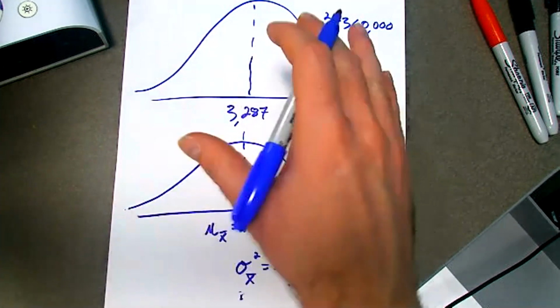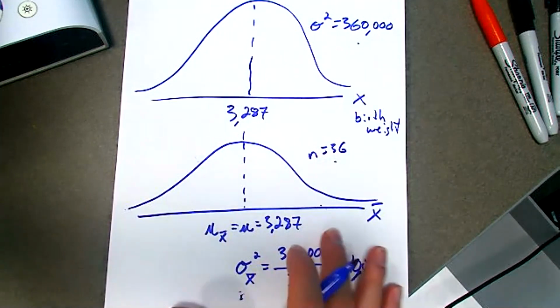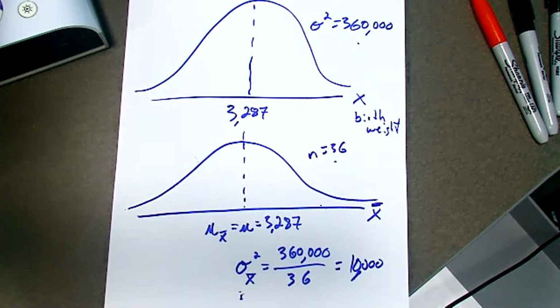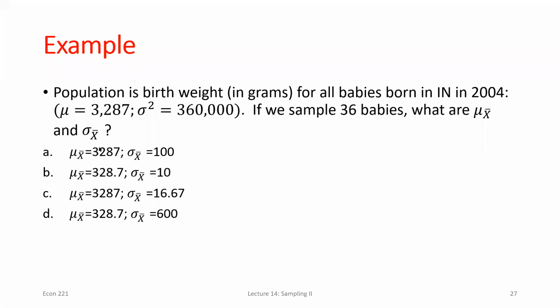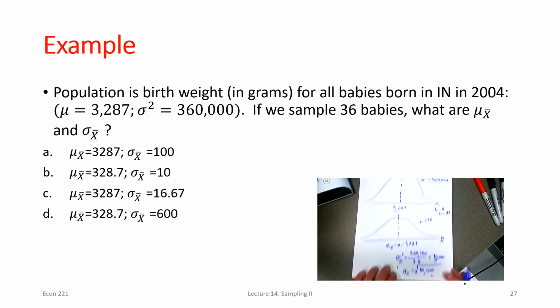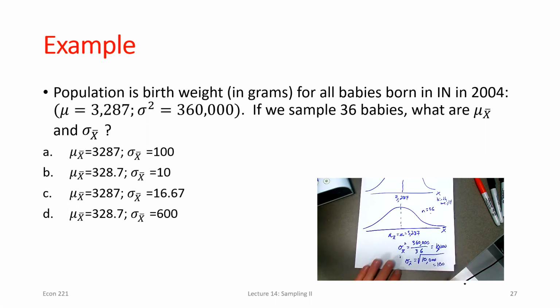So this is how we're thinking about mapping out the original variable into the distribution of our sample means. This was x bar, our sample means, okay? So the mean of our sample means was the original population mean of 3,287. Oh, and I wanted the standard deviation here, so I had to do one more step. I had the variance of 10,000, so the standard deviation is just the square root of that, which should have been 100. So that's how we would have gotten to A here. Okay. Any questions on that?